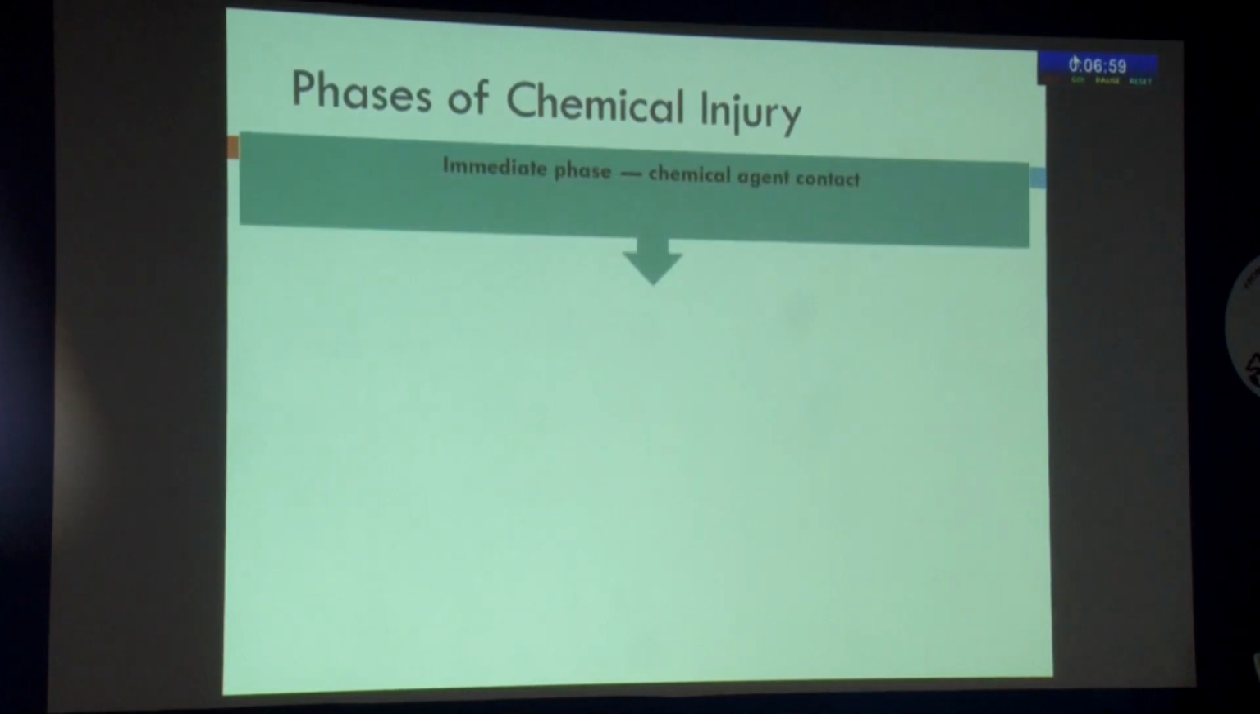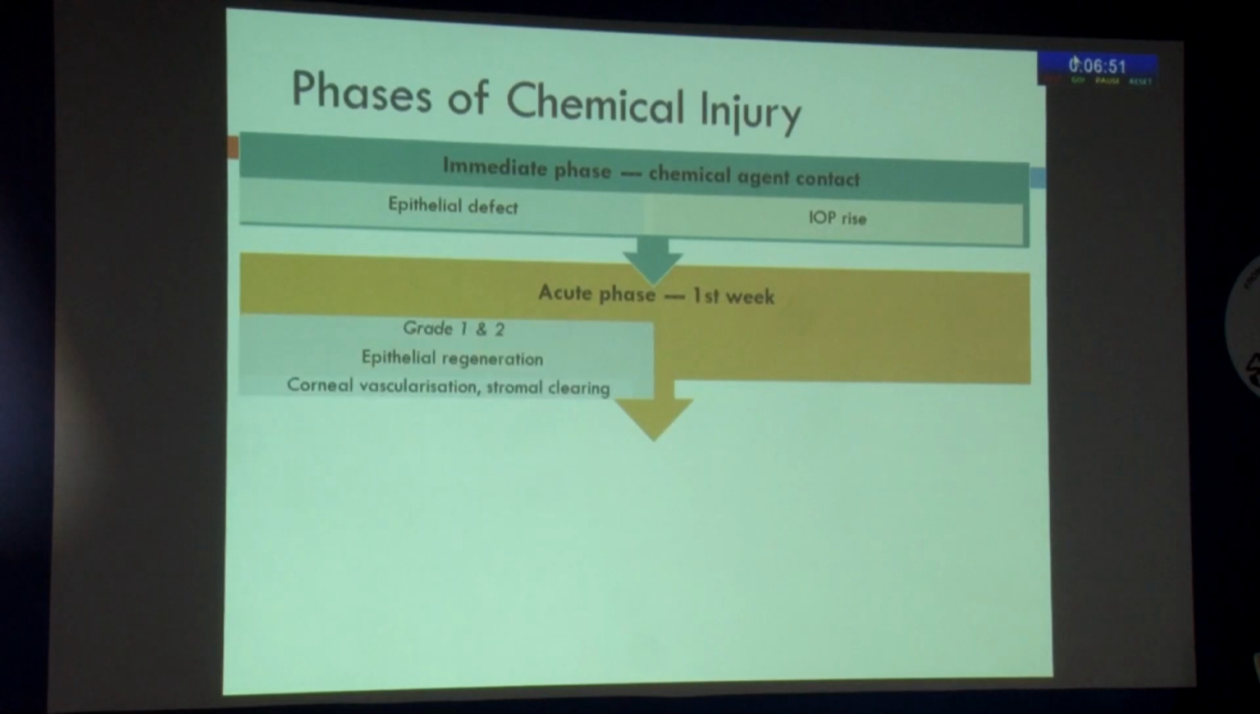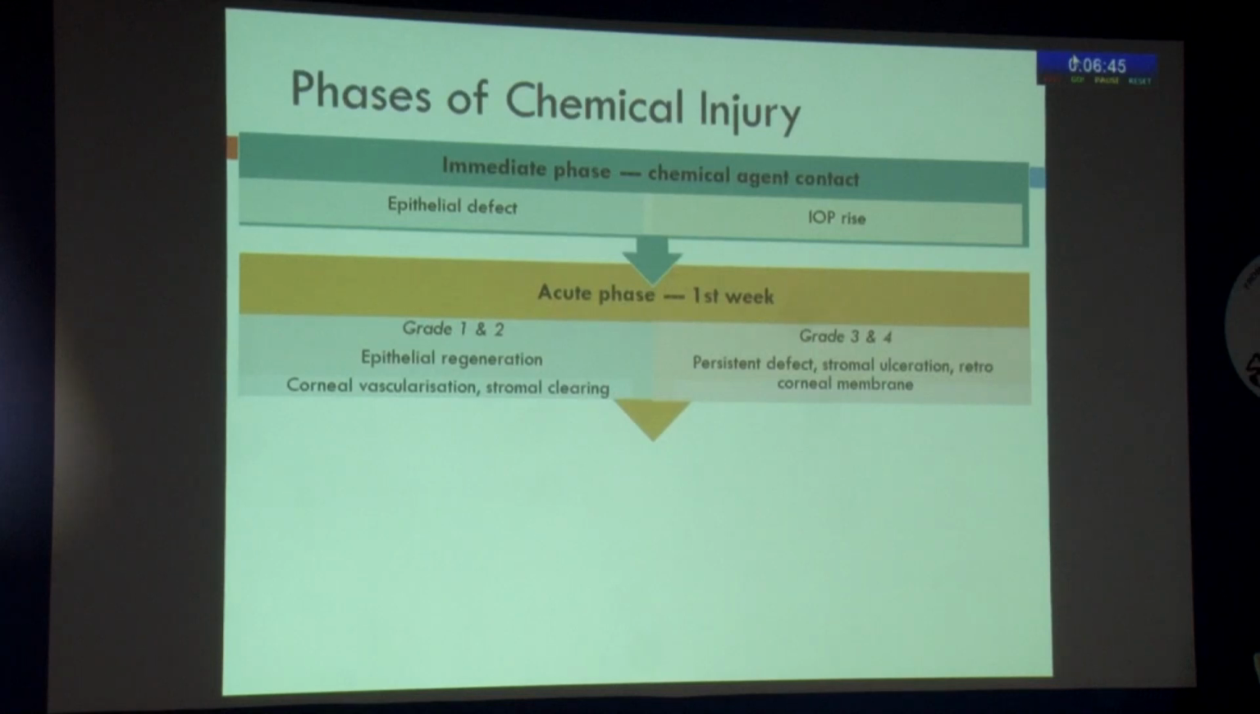The presentation may also vary based on the phase in which the patient is presented. In the immediate phase, the patient presents with epithelial defect and raised IOPs. In the acute phase, there is a phase of epithelial regeneration and vascularization. In grade 3 and grade 4, there can be melting and ulceration.